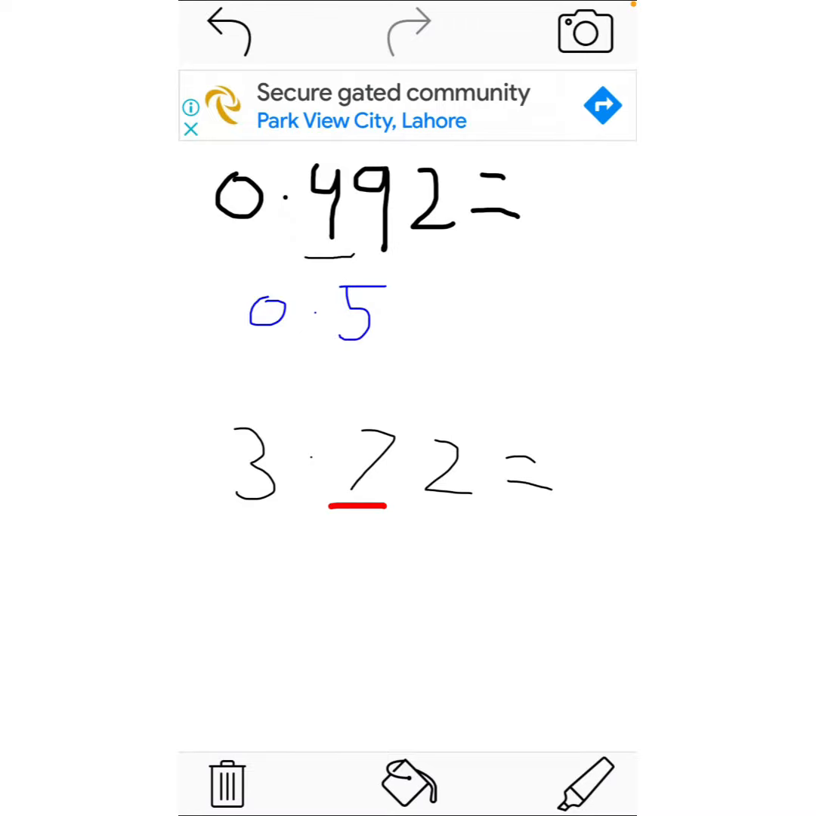So since the number is smaller than 5, we're gonna make it rest. So we are not gonna do anything. So our answer is gonna be 3.7. So that's how you do it.